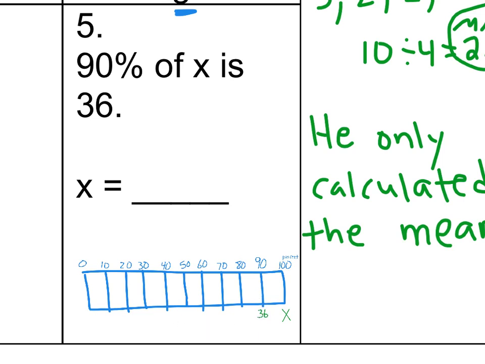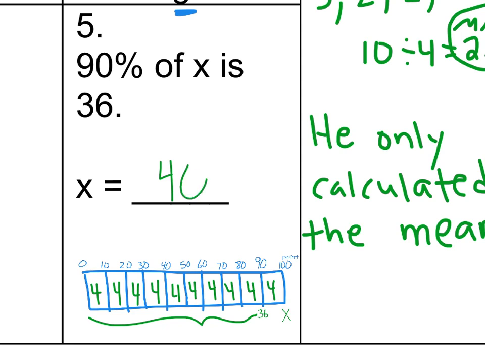So how could I figure out what each rectangle is? Aren't I breaking 36 into 9 pieces? Isn't that just 36 divided by 9? What's 36 divided by 9? 4. So if each box is 4, that means I now have 10 boxes of 4 to find my total, not 9. 9 was only 90%, right? 10 boxes of 4 would be my total, so what's 10 times 4? 40. So x would have to be 40.